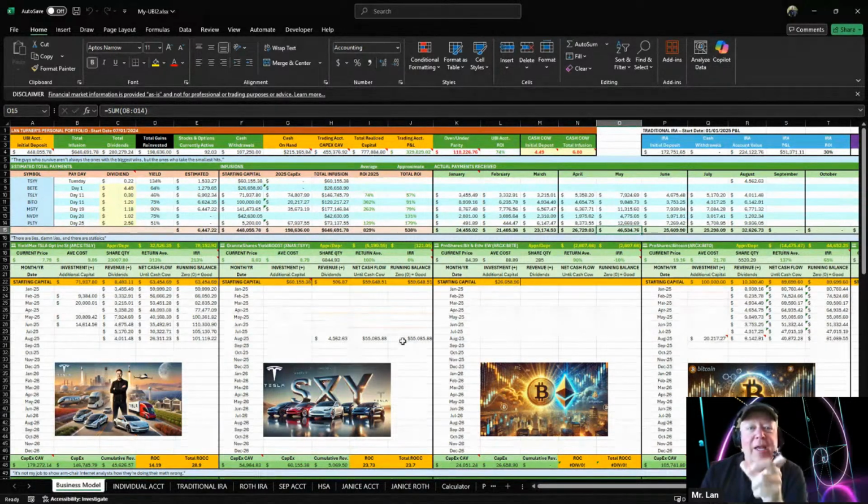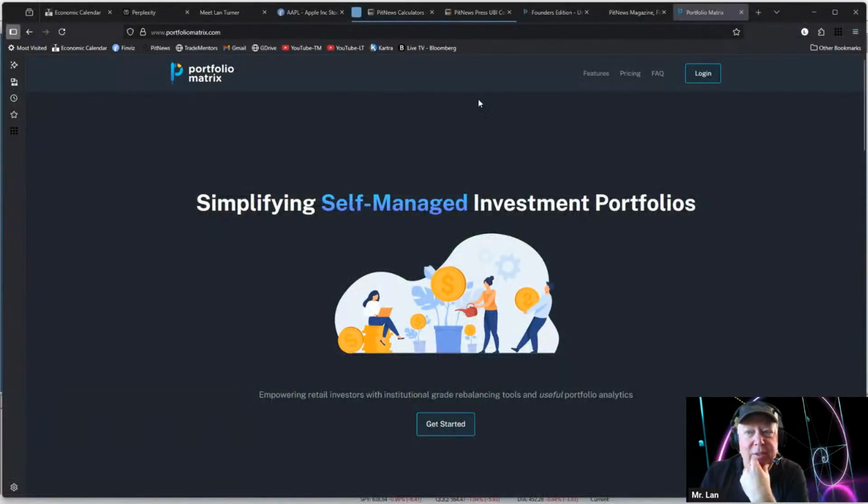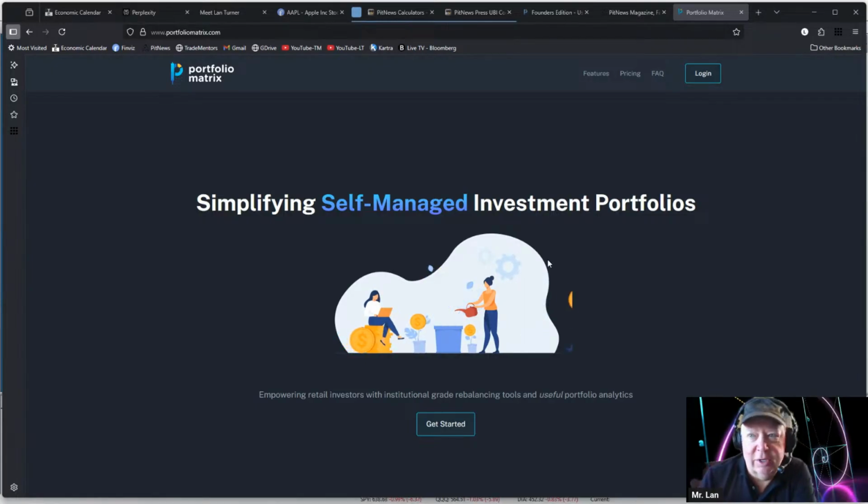All right. So anyway, if you like to do spreadsheets, then you don't need Portfolio Matrix. But if you're not big into spreadsheets, and you have to pay the money anyway, I mean, you have to pay a little subscription. It's not free. Portfolio Matrix costs about $25 a month. But it does save you hundreds of hours on your spreadsheet.